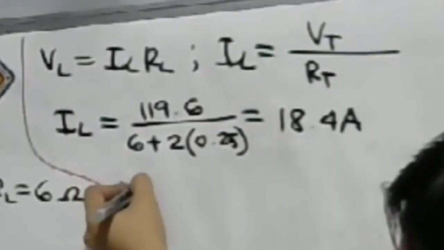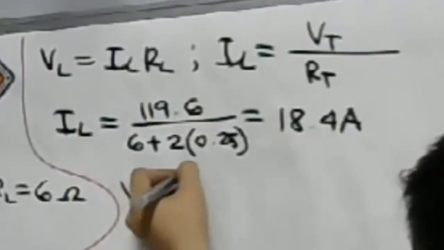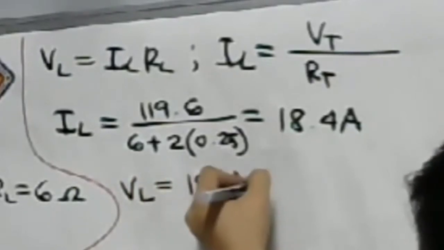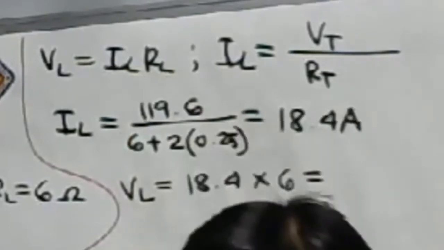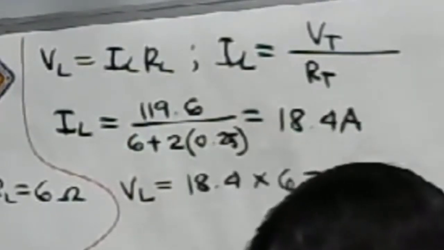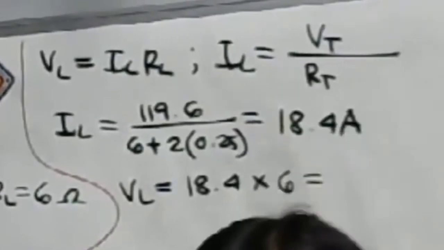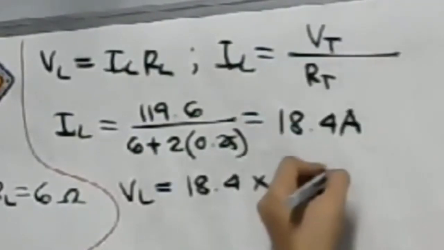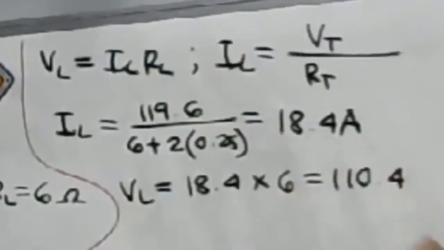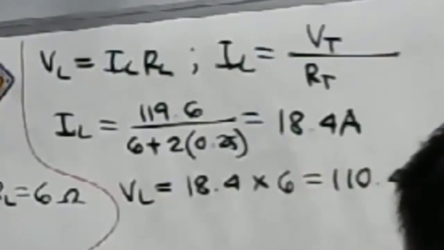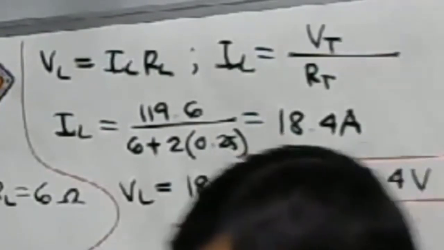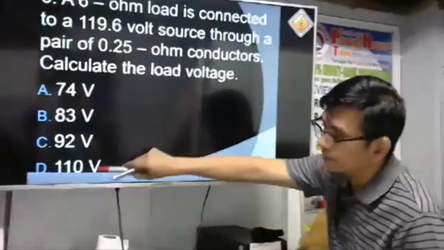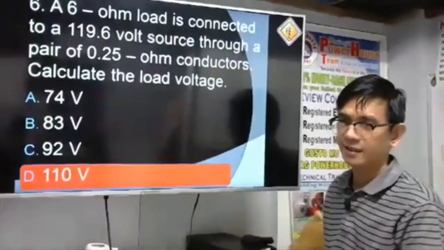Okay, so to get our VL, simply equal to IL, 18.4 multiplied by RL, which is 6. So the answer is also the same, 110.4 volts. Okay, our answer would be letter. What is our answer? Letter D. Okay, letter D.